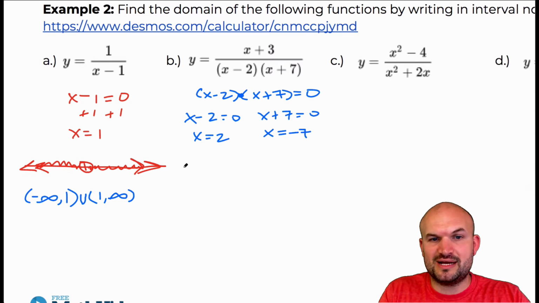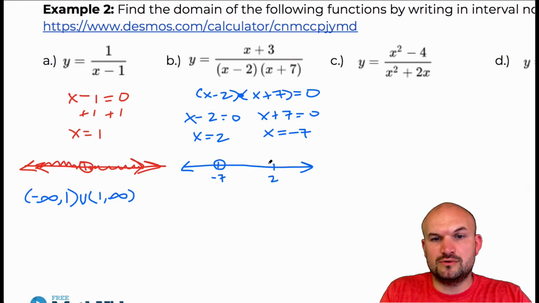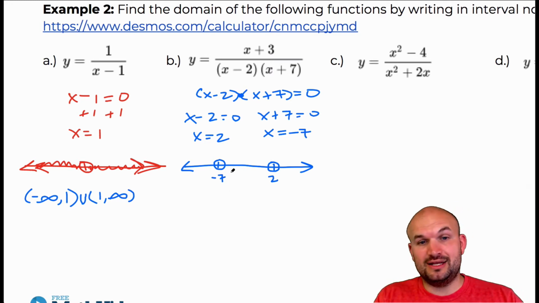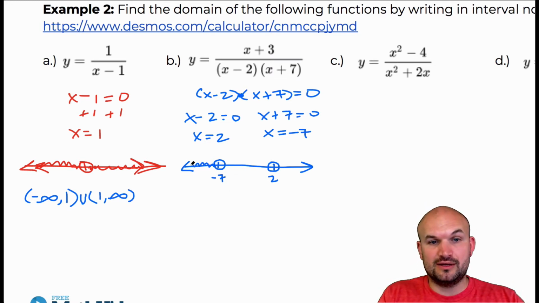So again, kind of going back to that number line case, I have negative 7 is undefined, open circle. Positive 2, open circle. Every other number is perfectly fine. Doesn't matter what any real number I plug in, it is going to be good. So my graph is going to look something like this.